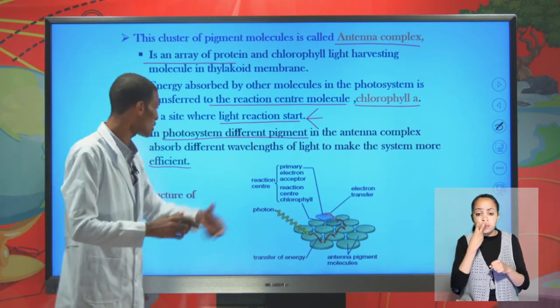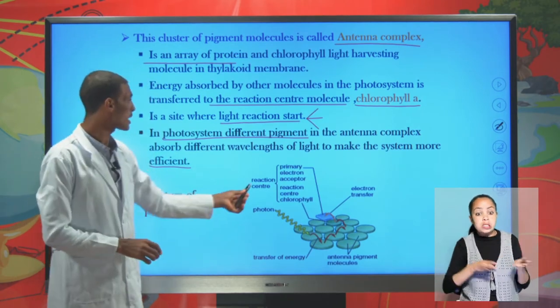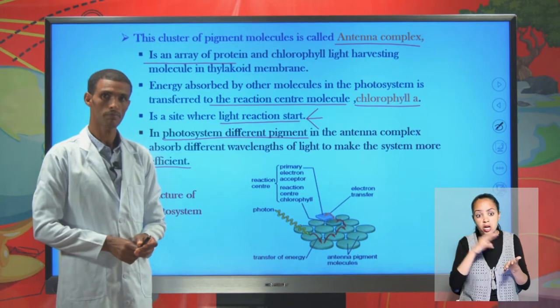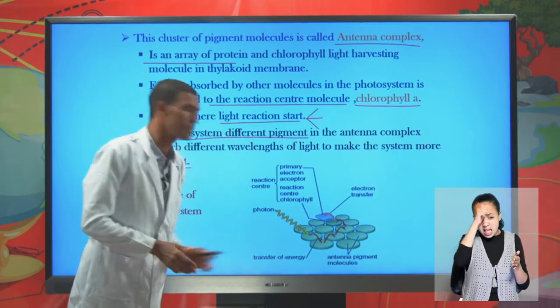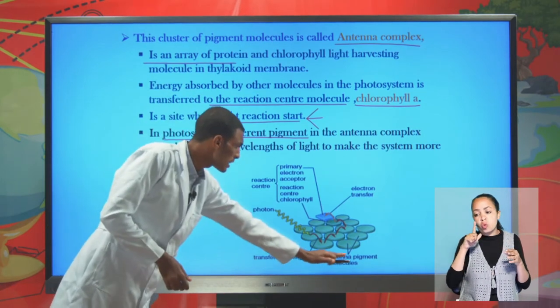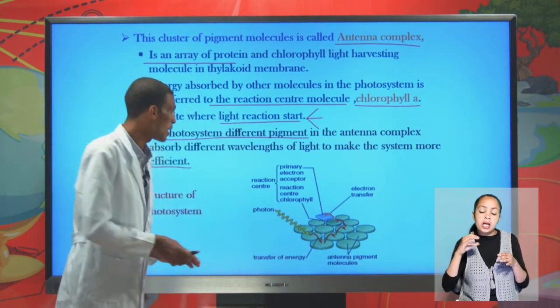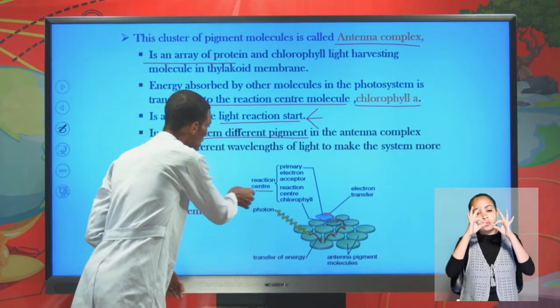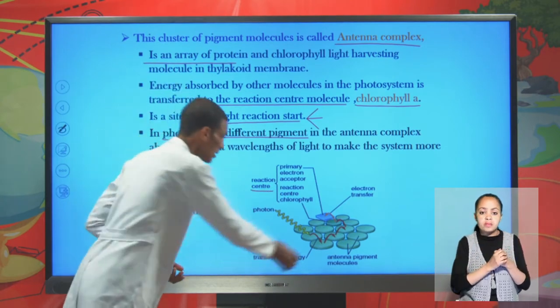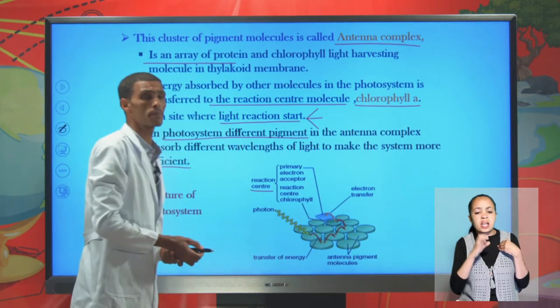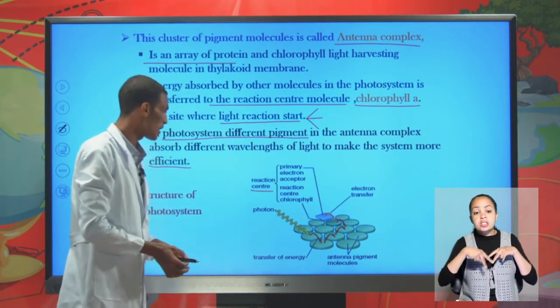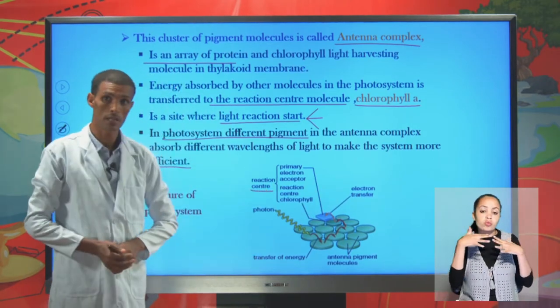When we see the structure of a photosystem, there is a reaction center molecule. The energy captured by this antenna complex molecule, where the pigment and chlorophyll molecules are found, is transferred to here. So here, the antenna complex is present, electron transfer is present, the reaction center is present, and energy transfer is present.